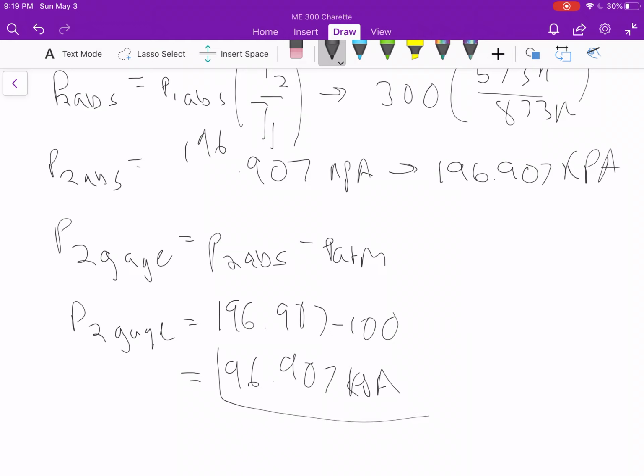Therefore, our answer is the final gauge pressure of the argon gas is 96.907 kilopascals.